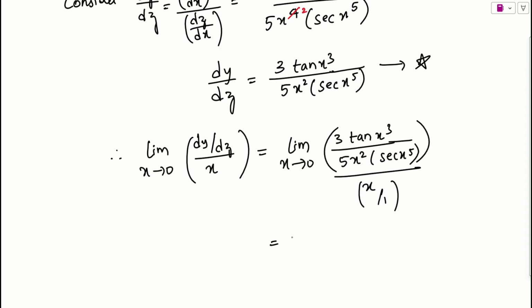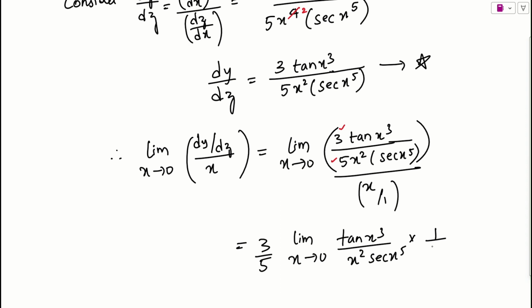So try to write it down. This is limit x tends to 0. Listen carefully. 3 by 5 is a constant, so simply can I take it out? Yes. So try to take it out. If I take 3 by 5 outside, what will I be getting here? Let me write it down. Numerator will be tan x cube. Denominator will be x square into secant x power 5 times the reciprocal of the denominator, that is 1 by x.